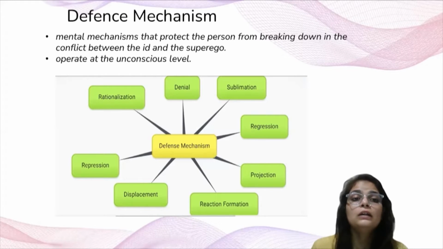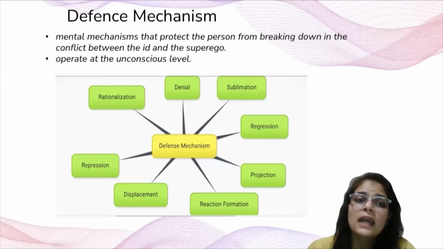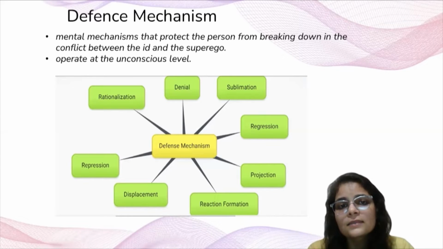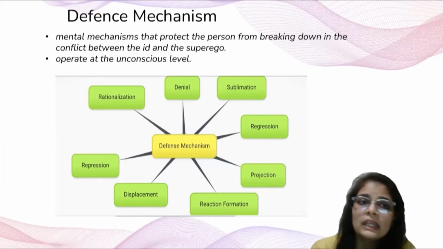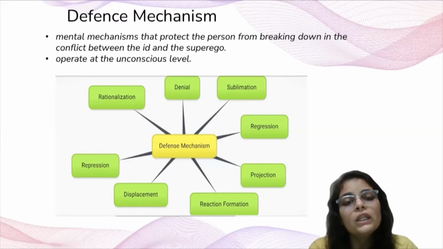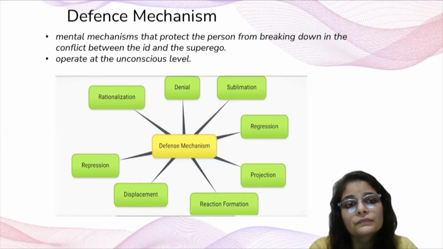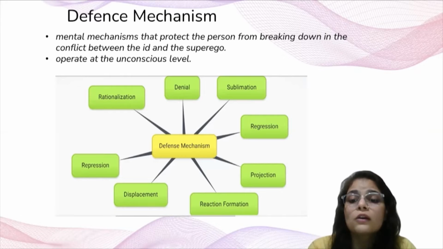Moving ahead, we will learn about the defense mechanisms. So what are defense mechanisms? Defense mechanisms are mental mechanisms that protect one from breaking down whenever there is a conflict between id and superego. They tend to operate at the unconscious level. There are various kinds of defense mechanisms, but we will learn about some in this unit.